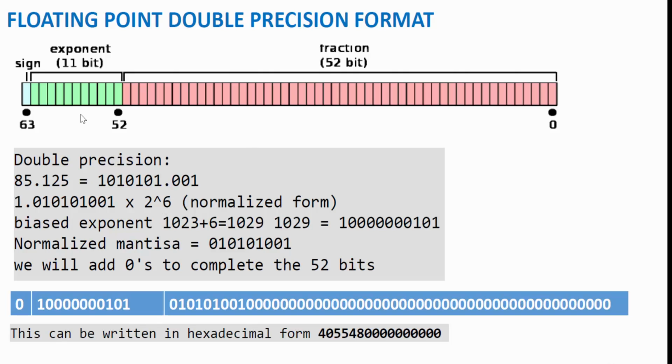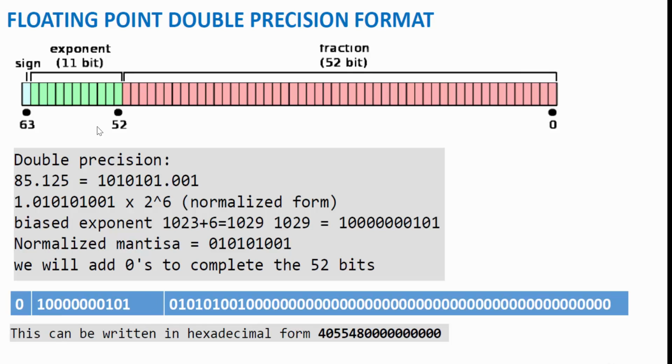So for getting the biased exponent for this particular field, add bias value 1023 with this exponent 6. So this is the biased exponent 1029, and its binary is 10000000101. Okay, now we can follow this. This is a positive number, so the sign bit is 0. If it is negative, then sign bit becomes 1.